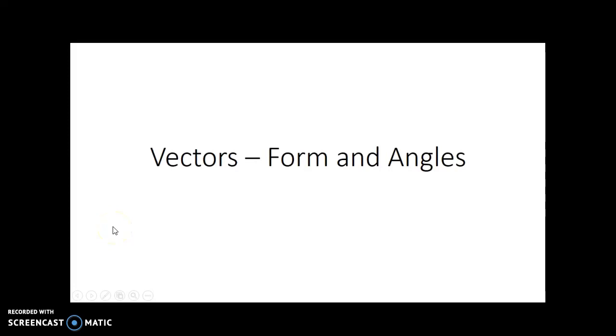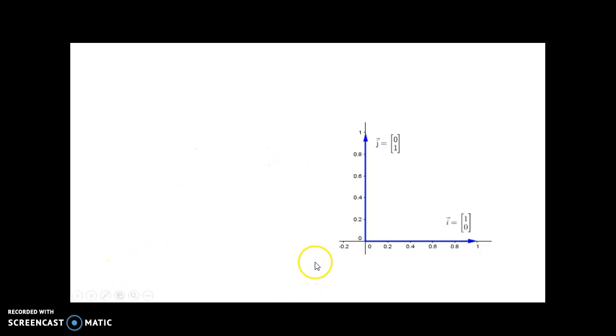In this video, I want to talk a little bit about vectors in terms of the form that we can write them in and something about their angles involving the law of cosines. So, first of all, there are a few ways to express vectors. We know that we can already express them in this component form, where the top component represents the x dimension and the bottom component represents the y dimension.